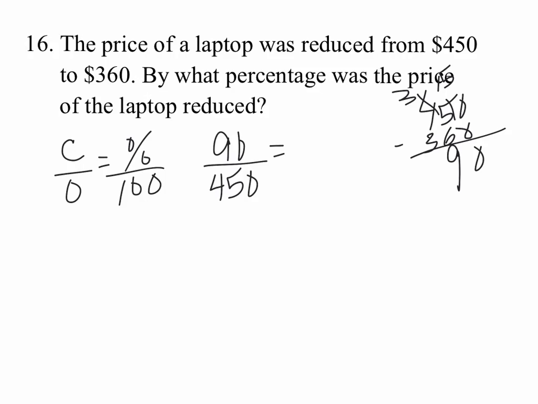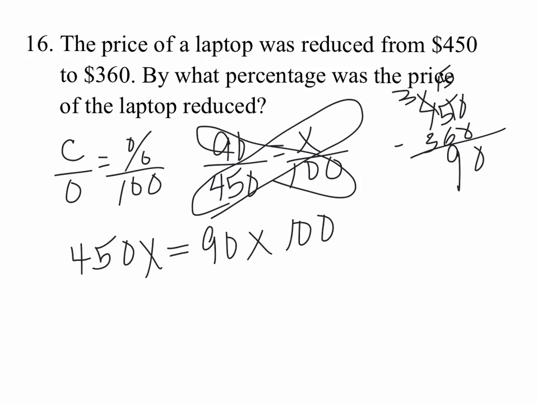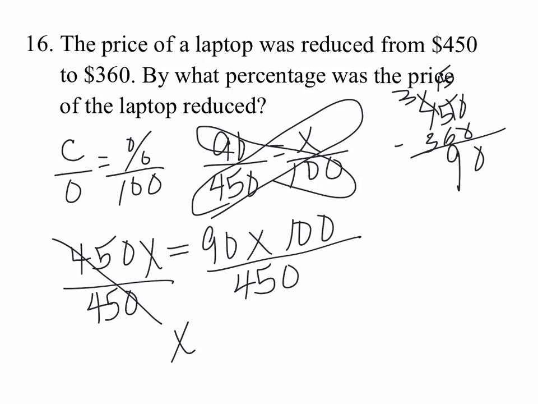So take your 90 and put it over the original, which is the 450, equal to the, you can go ahead and put x here, over 100. We will use our cross products. 450x equal to 90 times 100. Divide both sides by, that is correct, 450. The 450s cancel. Yes, you have a 0 top and bottom right there.